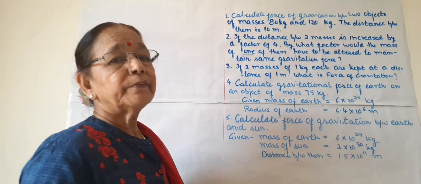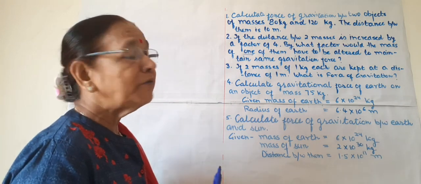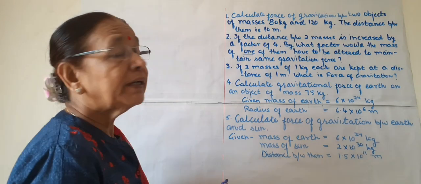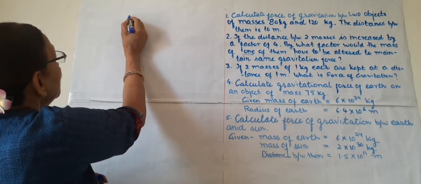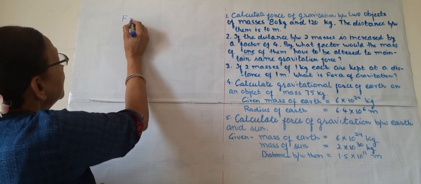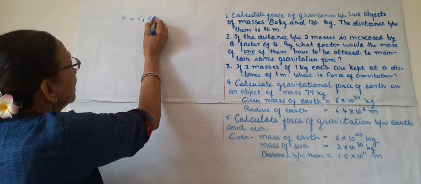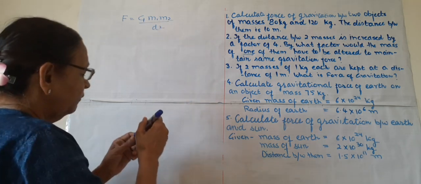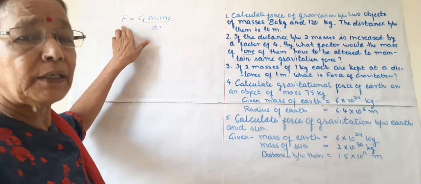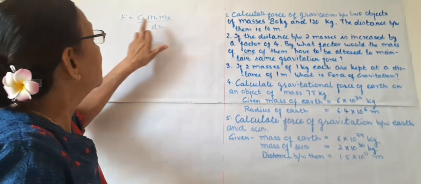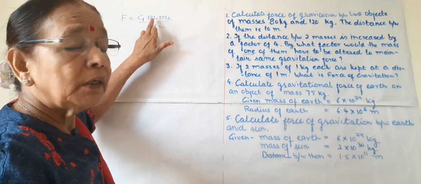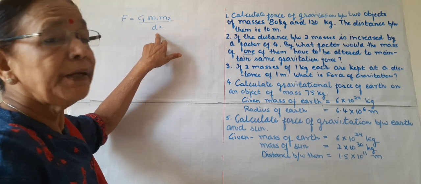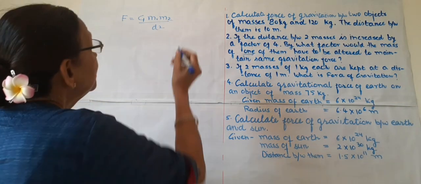Hello students, in this lecture I will solve some numericals based on force of gravitation. We know the formula for force of gravitation: F is equal to G m1 m2 upon d square, where F is the force of gravitation, G is the universal constant, m1 is the mass of the first object, m2 is the mass of the second object, and d is the distance between these two.